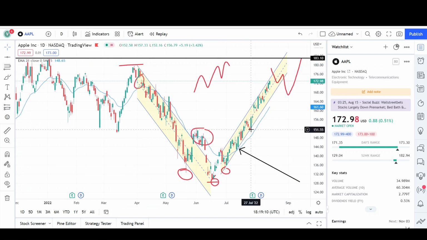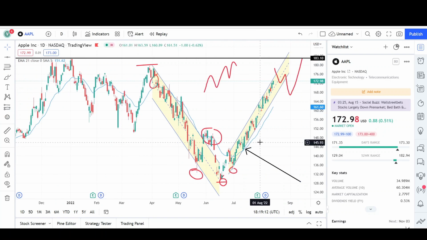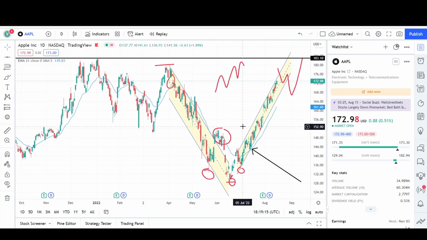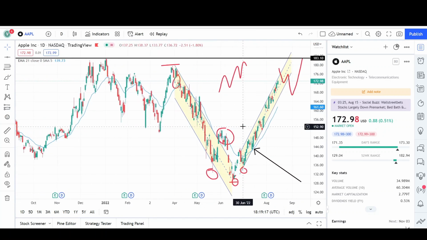So this is not a correction anymore. No one should be looking for shorts. This is a very strong up move, very impressive in this market.